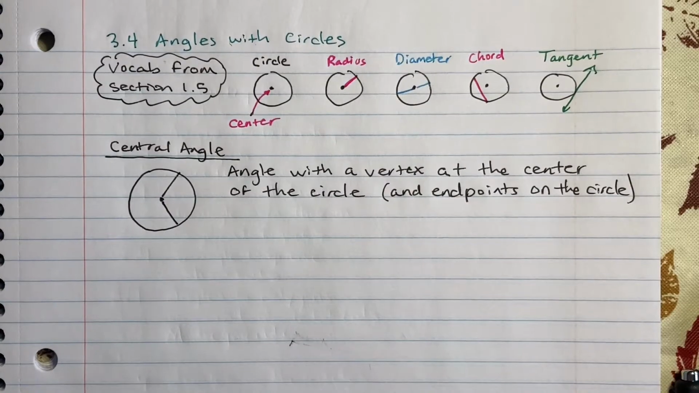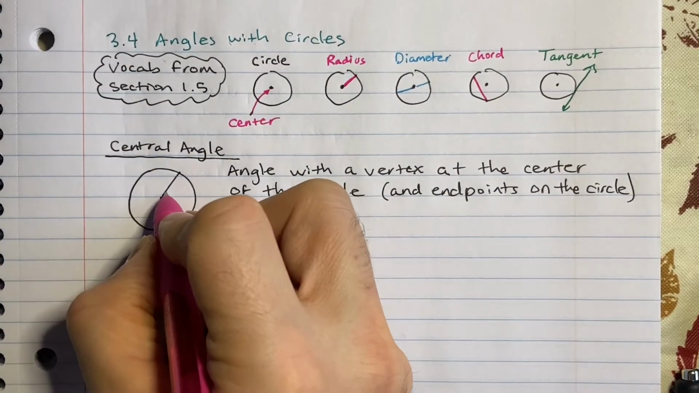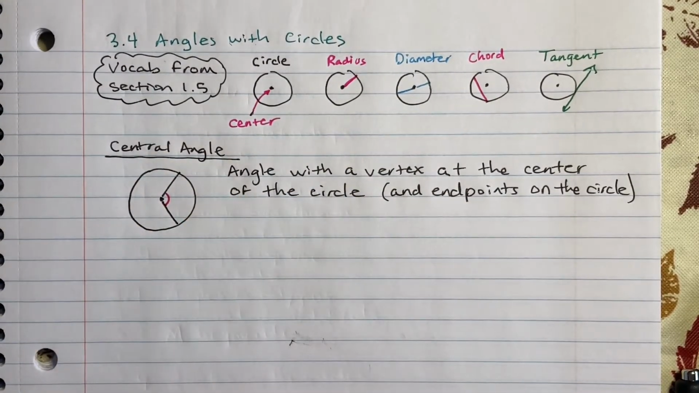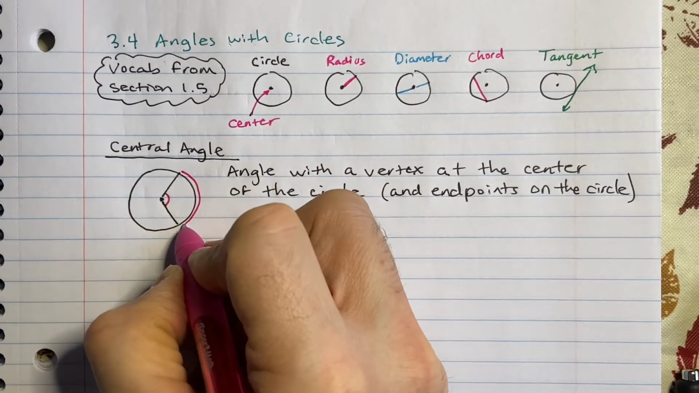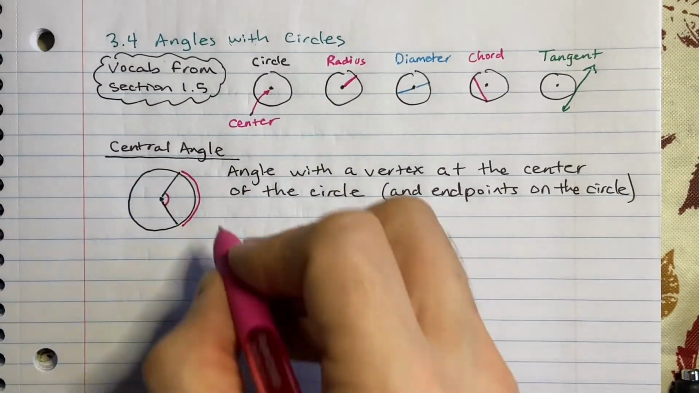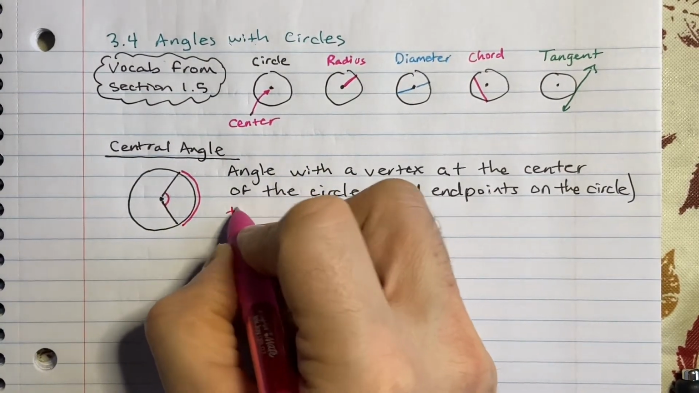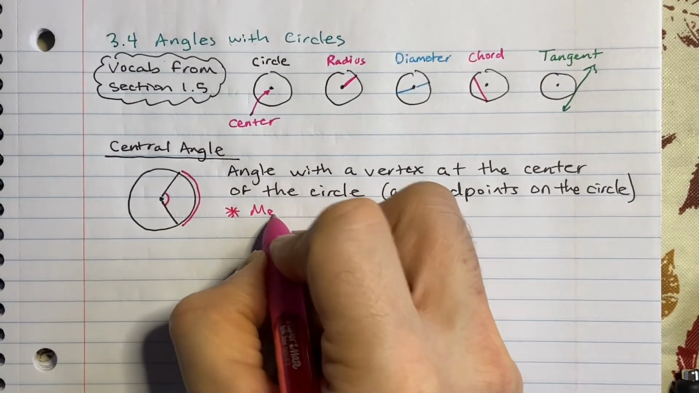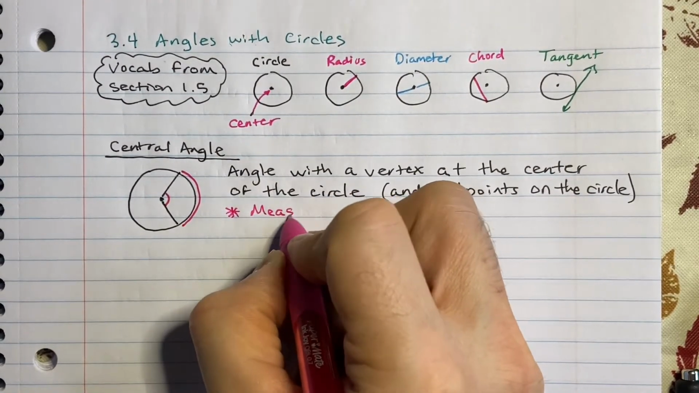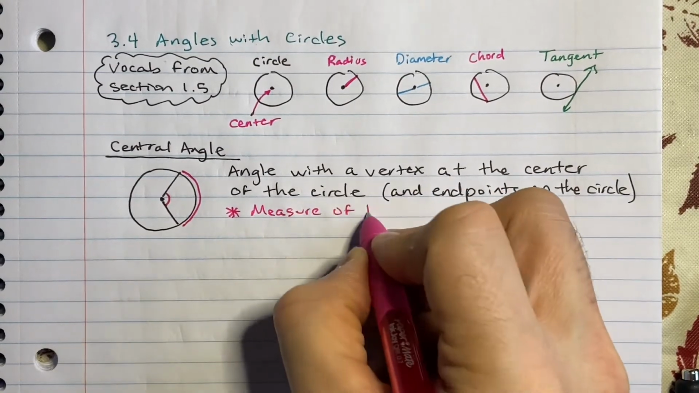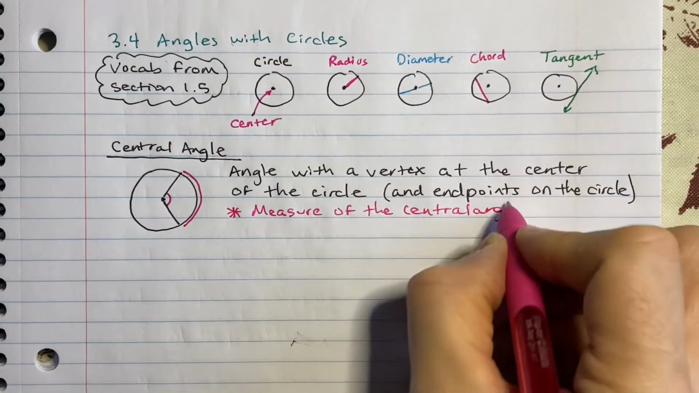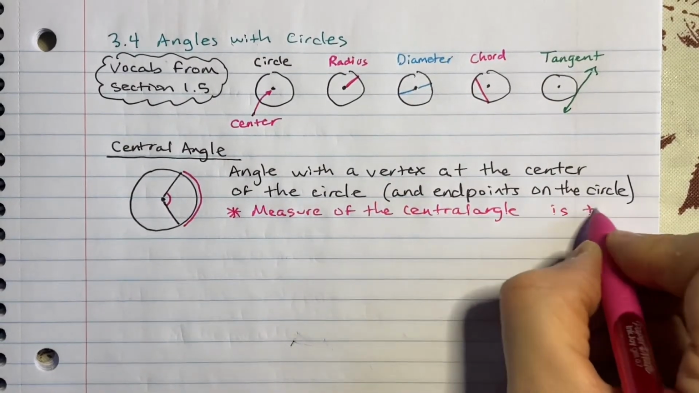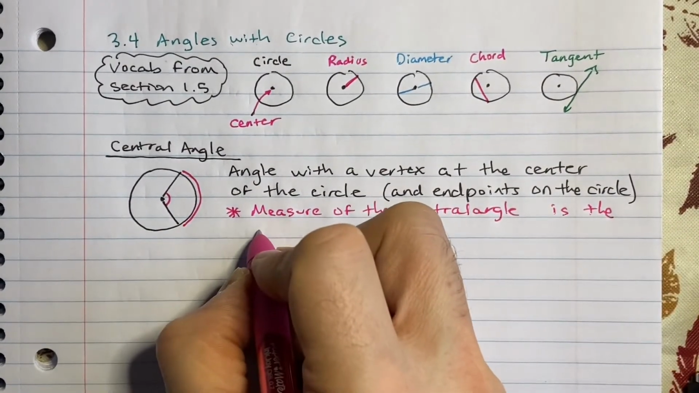Now, these angles have measures. So there's an angle measure here that we can calculate or measure, and then that is identical to this arc measure on the outside. So it's important to note that the measure of the central angle is the same as the measure of the intercepted arc.